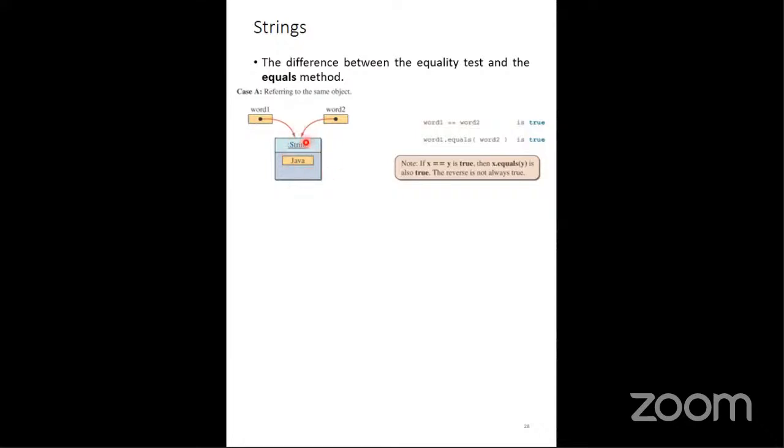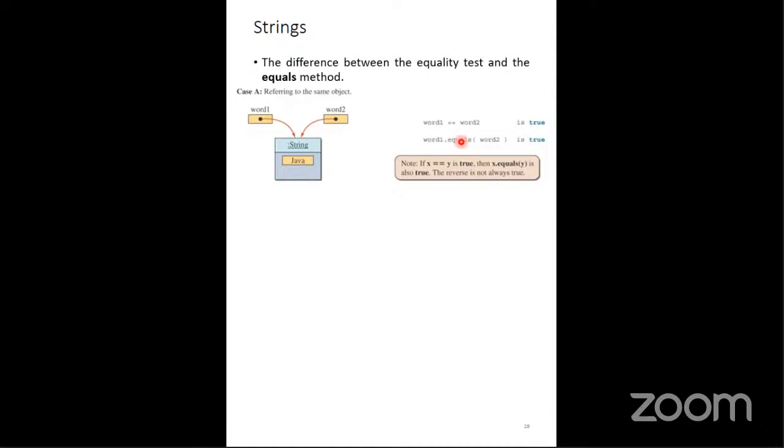So the address of this object is stored here, and the address of the same object is stored here. So they are equal in terms of address value, and the equality operator returns true. What if I use word 1 dot equals word 2? This also returns true because they are both actually referring to the same string. Word 1 refers to this object, and word 2 also refers to this object. So it returns true because they both are referring to the same string.